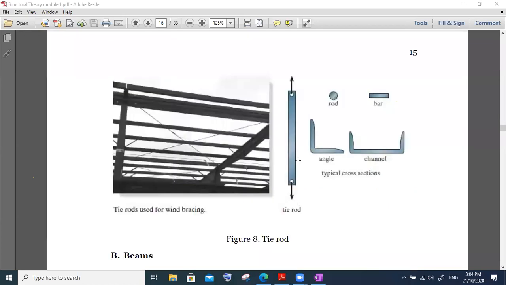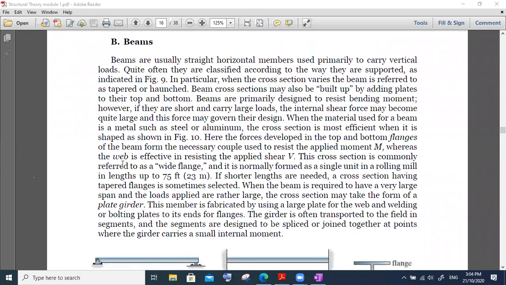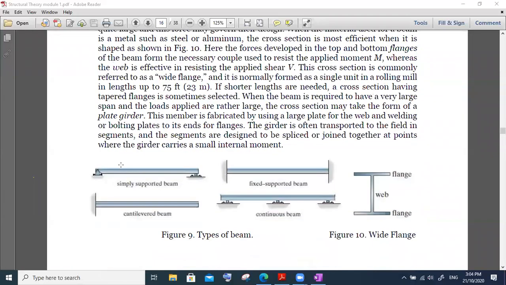They are referred to as tie rods. Dito, no? So ito siya, oh, yung part na to, yung cross bracing na to, yung galing dyan, connecting, papunta doon, cross bracing, and this one papunta doon, usually round bar yan siya. Those are tie rods. Beams are usually straight horizontal members used primarily to carry vertical loads. So quite often they are classified according to the way they are supported as indicated in figure 9.